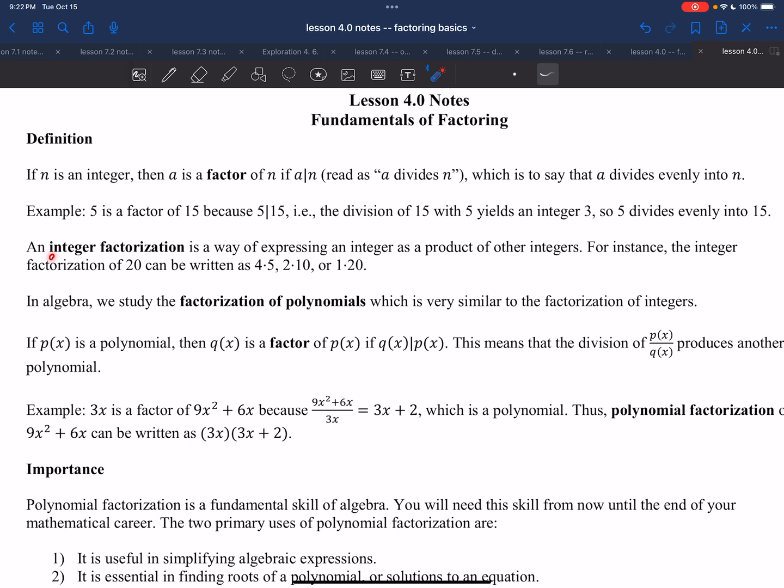Now, integer factorization is a way of expressing an integer as a product of other integers. Here's the number 20. You can write this as a product of its factors. We know that 4 goes into 20. We also know that 5 goes into 20. So we could say 20 is 4 times 5. This is called a factorization of 20. We could also say that 20 is 2 times 10.